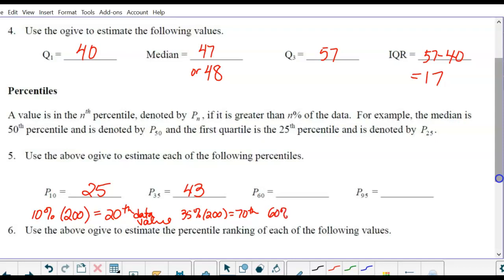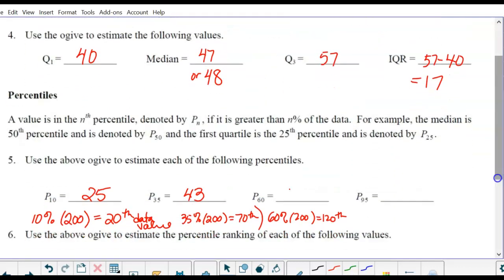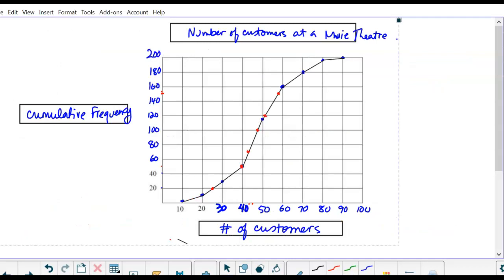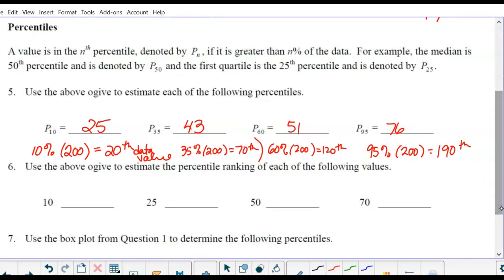So then 60% of 200 is the 120th value. 120th, go across. So I'd say that's about 51. And 95th is 95% times 200, which is what, 190? Under 190th value. So that's about there, which looks to be about 76 online. Okay.